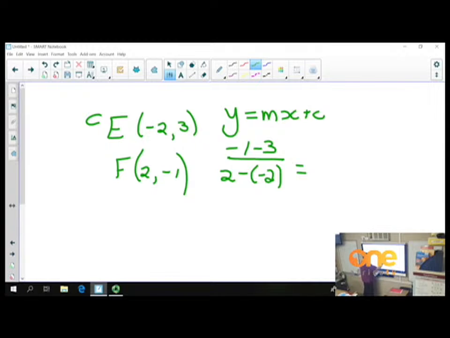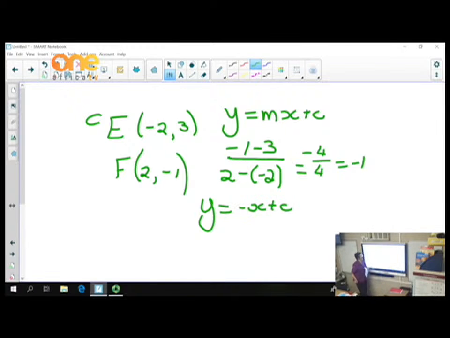We should get exactly the same answer. So -4 over 4, which is -1. Yes, you are right. So y is equal to -x plus c. Now I need to substitute one set. No. You should get exactly the same answer. If you made a sign mistake somewhere, you should still get exactly the same answer. Which set would you like to substitute now?